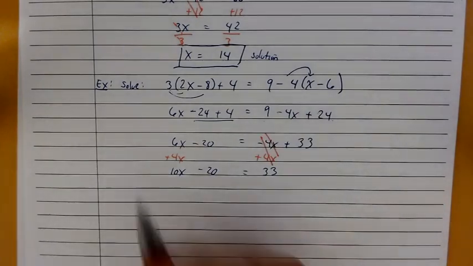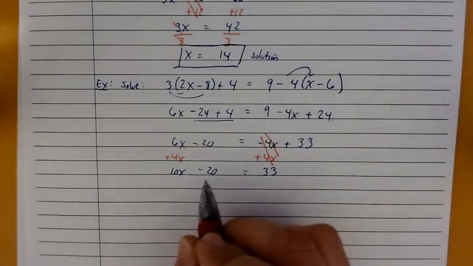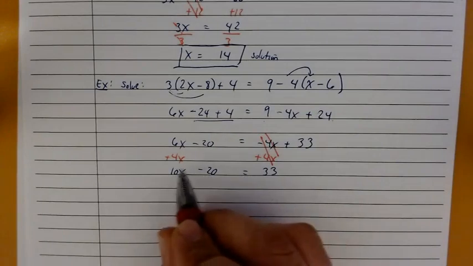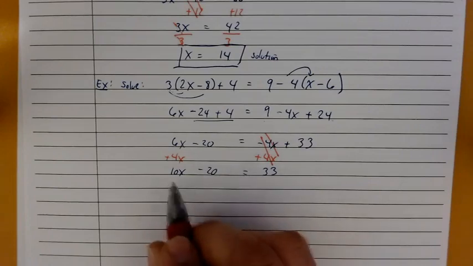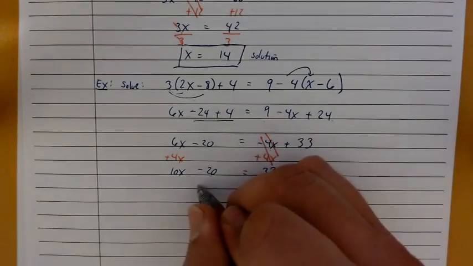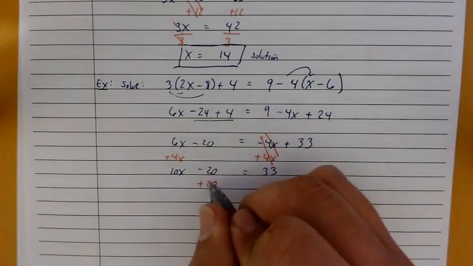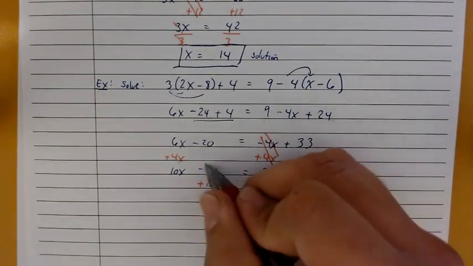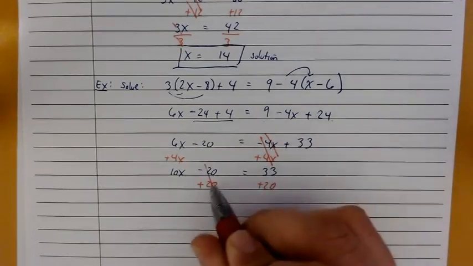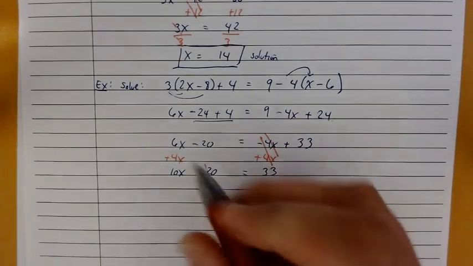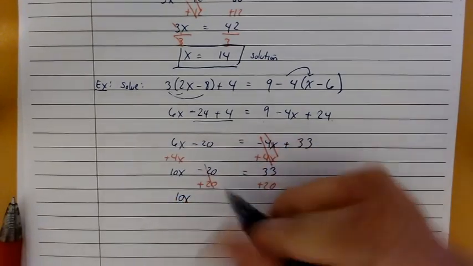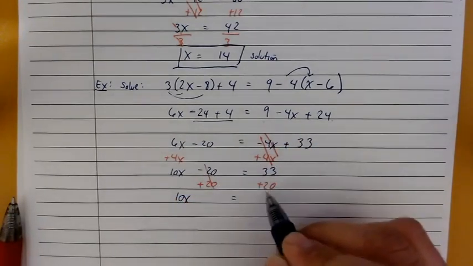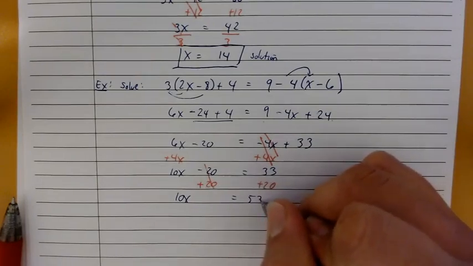And now we have a nice equation to solve. We want to go ahead and isolate our variable, and we're going to do that first by getting rid of addition and subtraction, and then finally dividing this out. Okay. So let me go ahead and add my 20. That way this 20 minus that 20 becomes 0. Whatever I do on one side, I do on the other side. So that's going to give me 10x. That's gone. 33 plus 20 is 53.